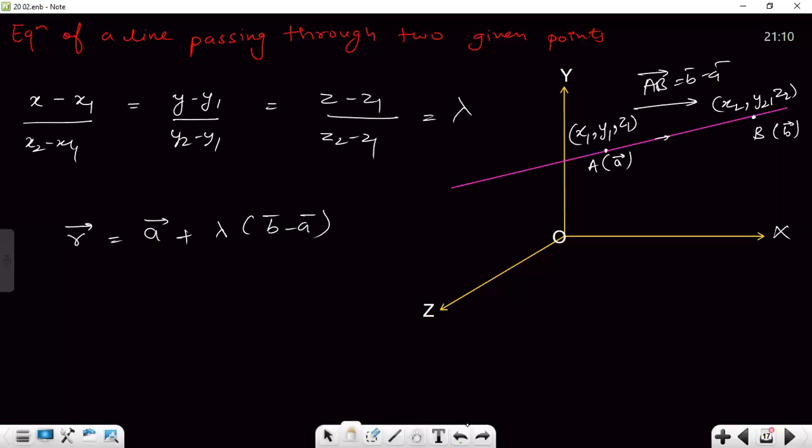So let's now talk about the angle between two lines.